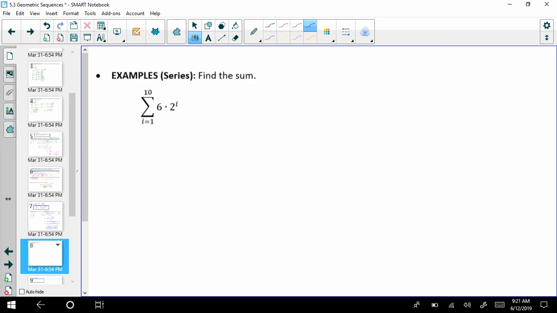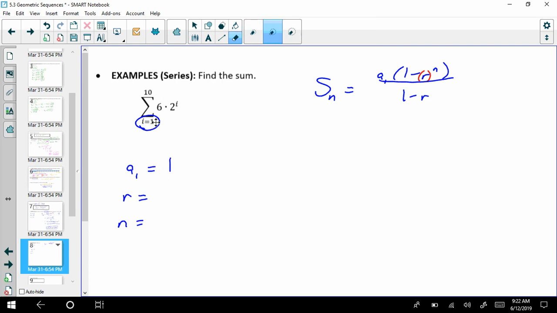Let's look at another one. Find the sum. This time it's in sigma notation. So let's see if we can use this formula again to get the answer. So what's a sub 1? Well, you might say, oh, it's 1 because that's what's on the bottom. No, I want to plug 1 in to see what my first term is.